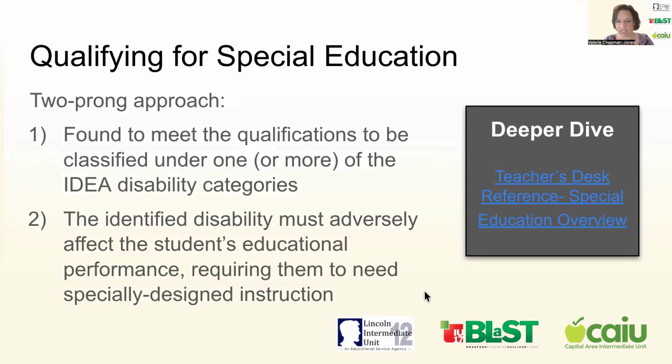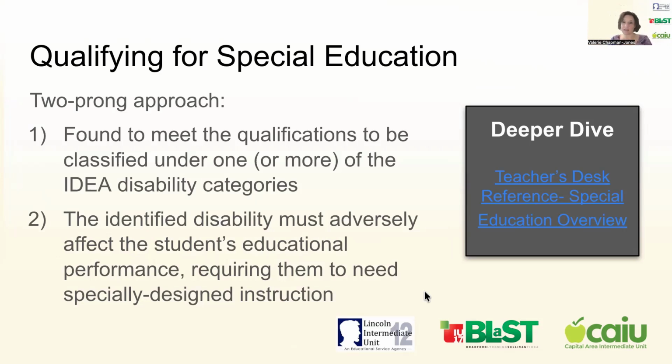Qualifying for special education. How do our students get these disability categories? Here in Pennsylvania, we have a two-pronged approach. Both of these criteria must be met for a student to be considered a child with a disability. One, they must be found to meet the qualifications to be classified under one or more of the IDEA disability categories. And I'm going to go over what each of these are during this presentation.